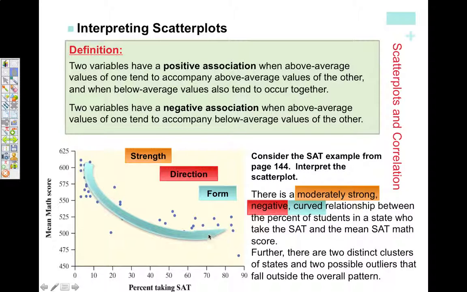So we're looking at our shapes, really. Take it back a couple sections. And we're using those same terminologies to do this, and we're incorporating strength, direction, and form every time we look at these scatter plots.